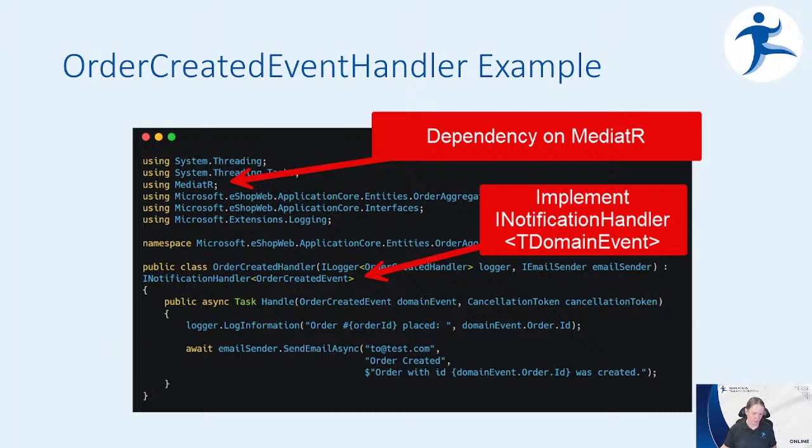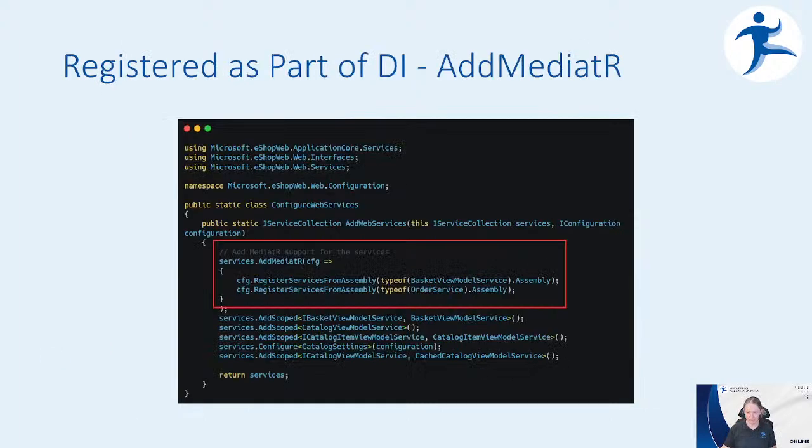We're going to look at the code here in Visual Studio shortly. The last thing I want to point out with code is adding MediatR. Make sure you register the services. So by default, eShopOnWeb does have this basket view model service registered for MediatR. I added the order service for today's demo.